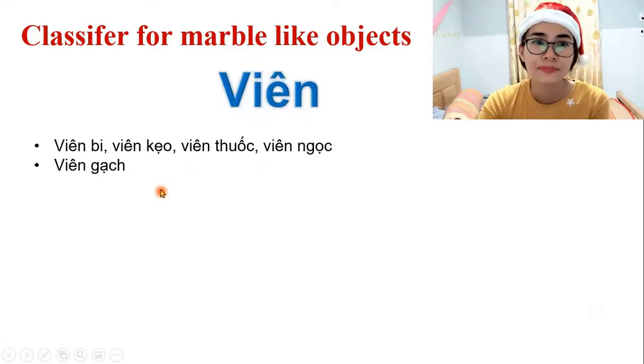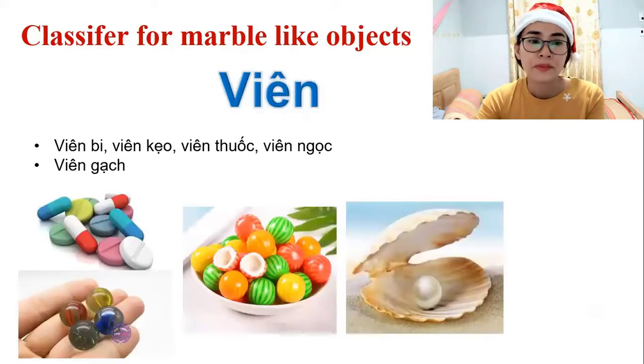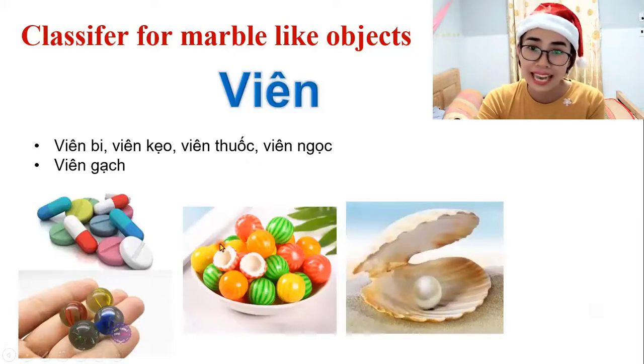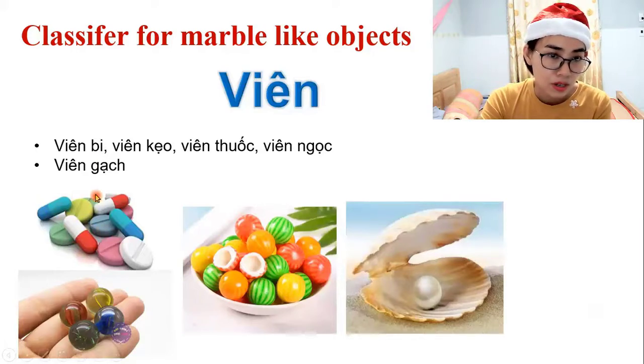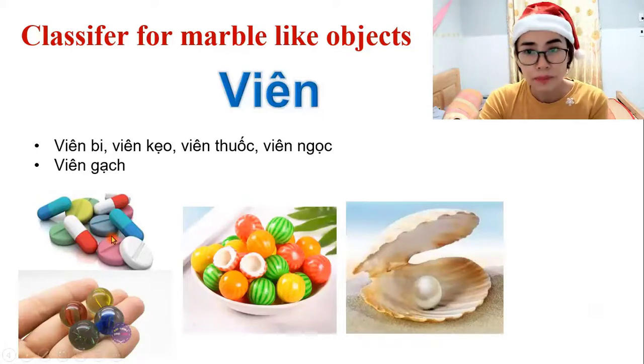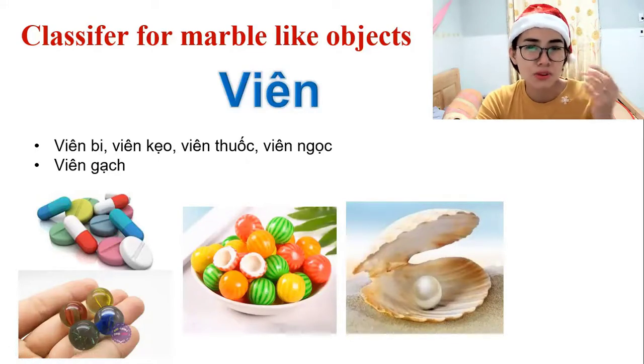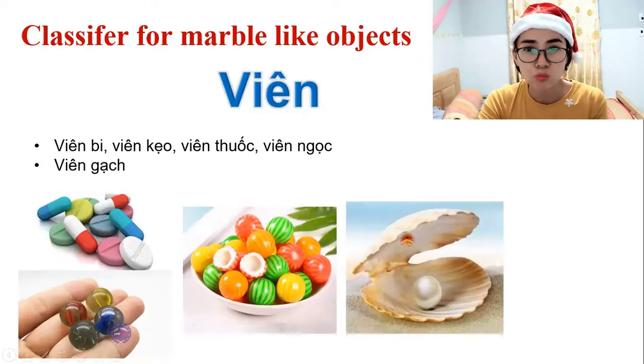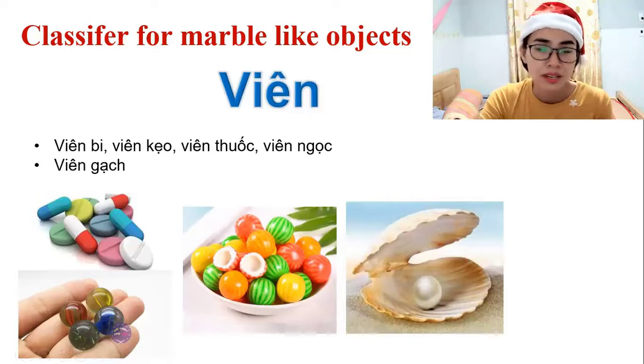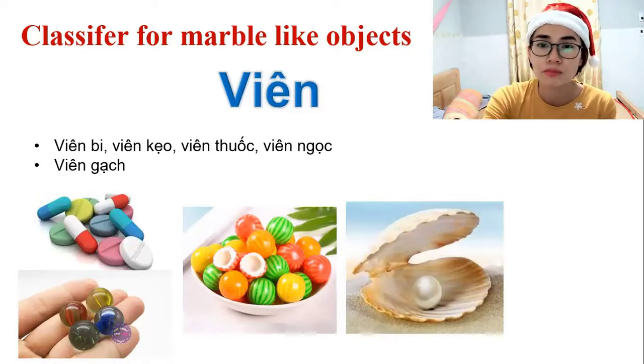Okay, moving on. Classifier for marbles, like objects. So objects that look like marbles. Here, we have marbles, viên bi. We have candies, viên kẹo. We have pills or tablets. Viên thuốc, very small and round. And we have a pearl, viên ngọc, or diamond. You can use it. Viên ngọc.